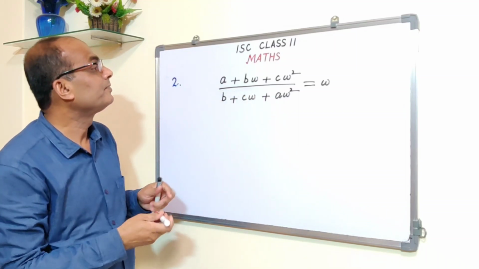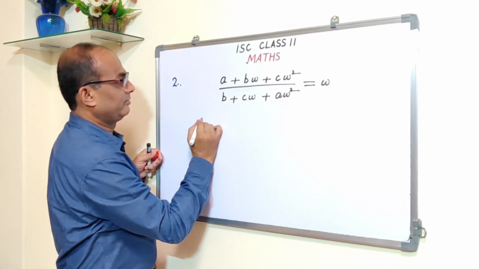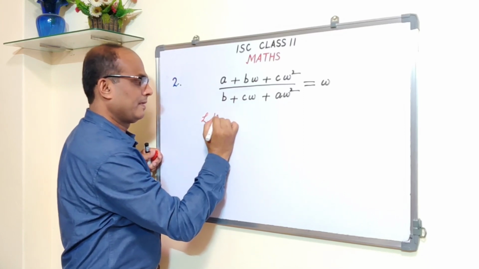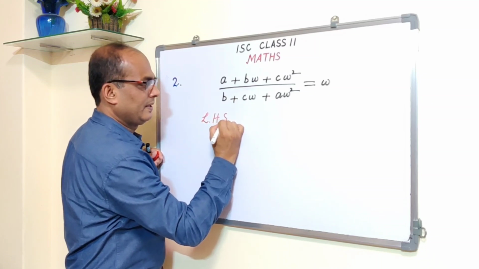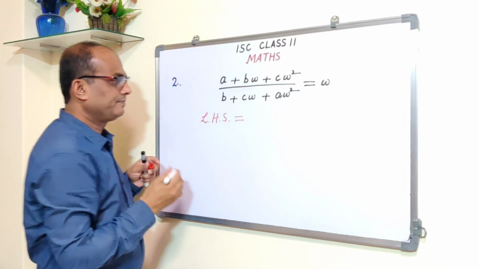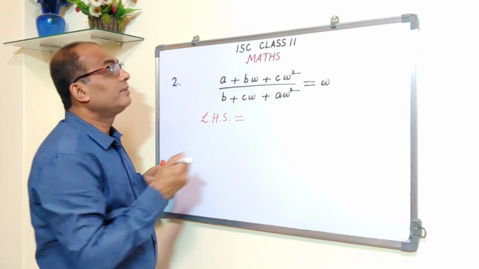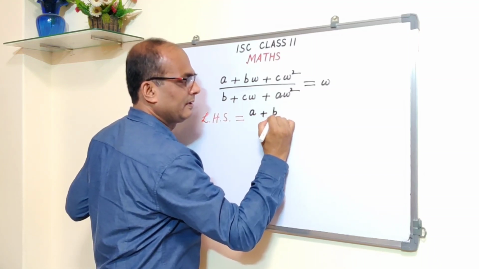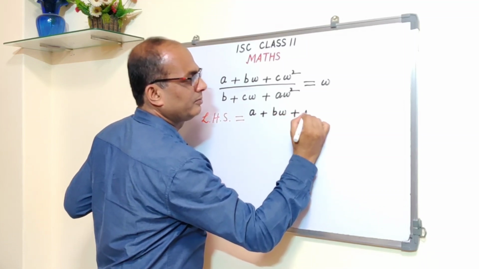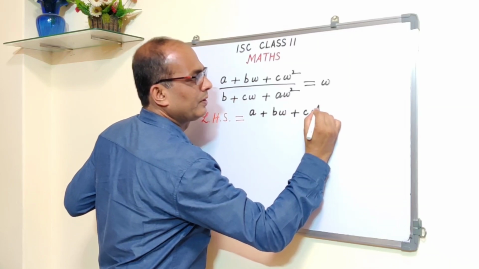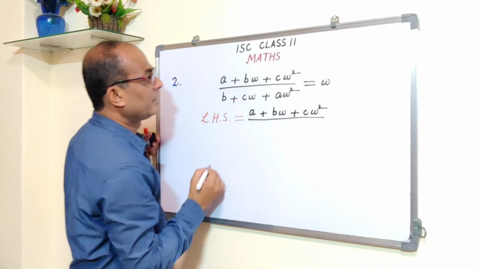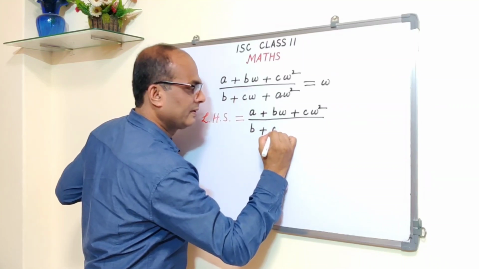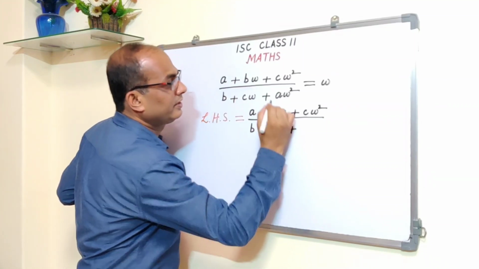So we start with the left hand side. LHS is equal to (A plus B omega plus C omega square) whole divided by (B plus C omega plus A omega square).